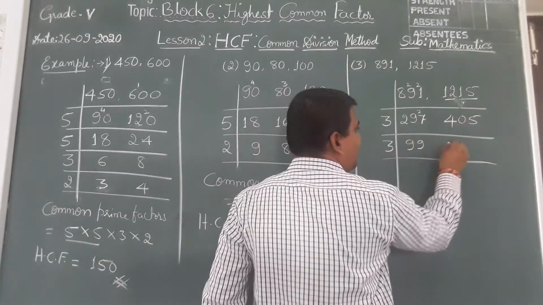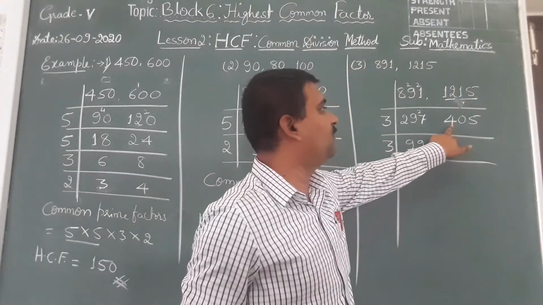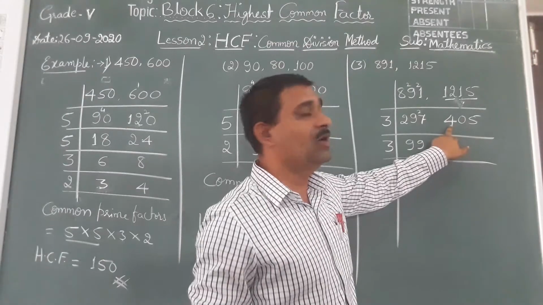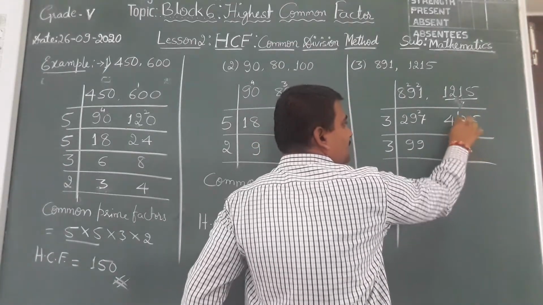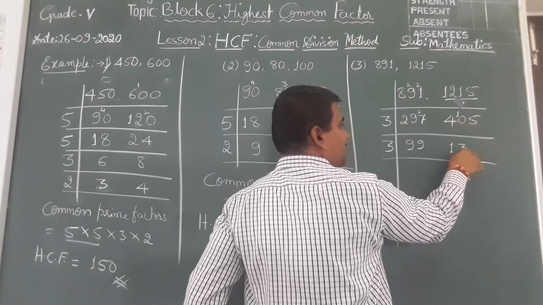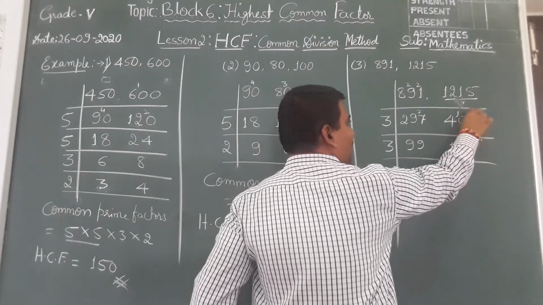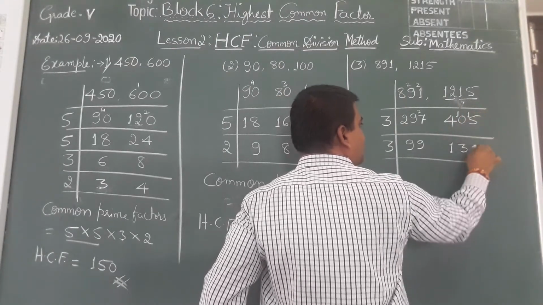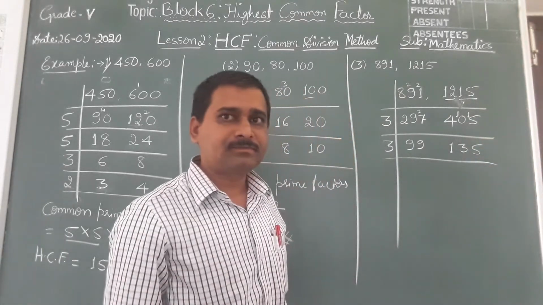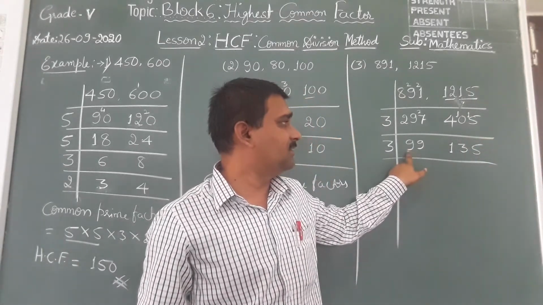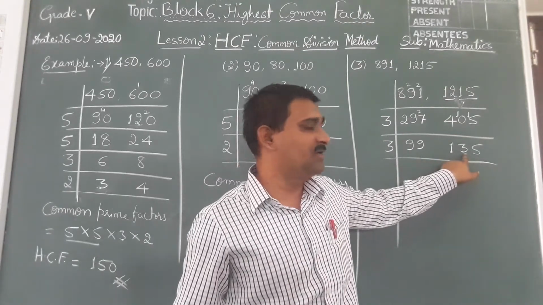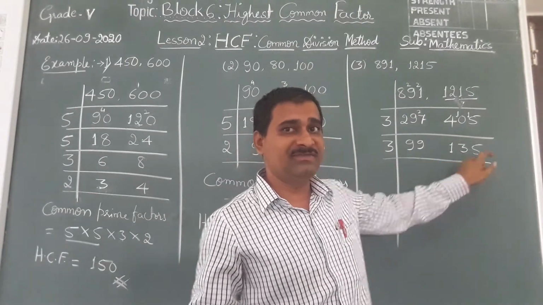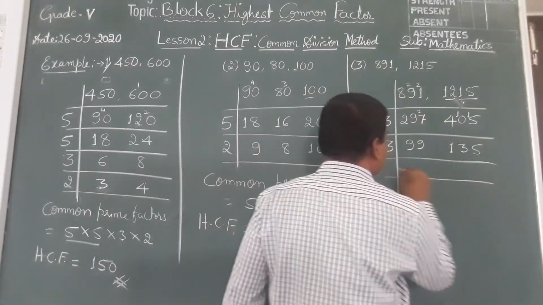This one, 3 1s are 3. Out of 4, 3 gone, 1 remains. 1 remains means it is 10 now. 3 3s are 9. Out of 10, 9 gone, 1 remains, 15. 3 5s are 15. See children, again 9 plus 9, 18. 18 is divisible by 3. 1 plus 3, 4. 4 plus 5, 9. 9 is divisible by 3. Again this is divisible by 3.